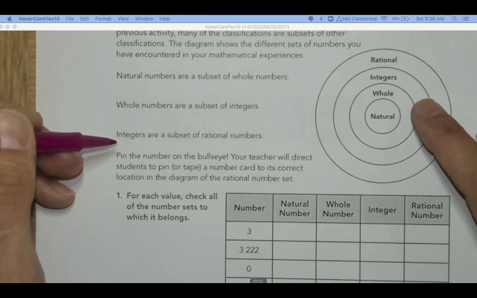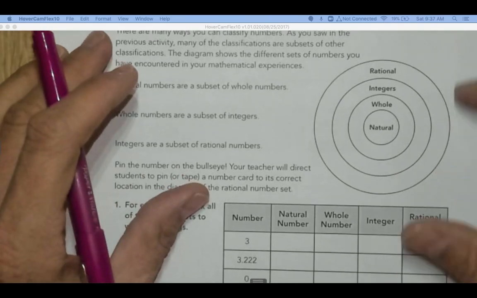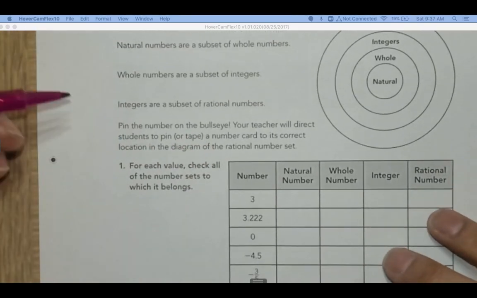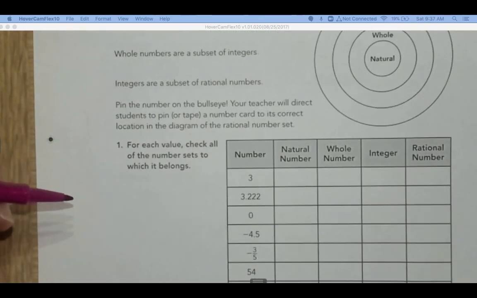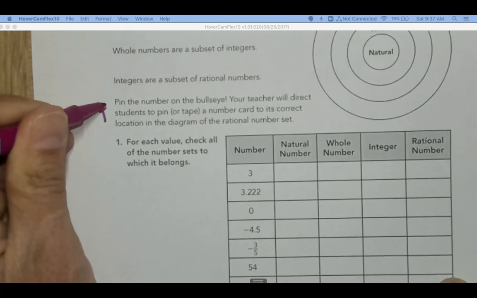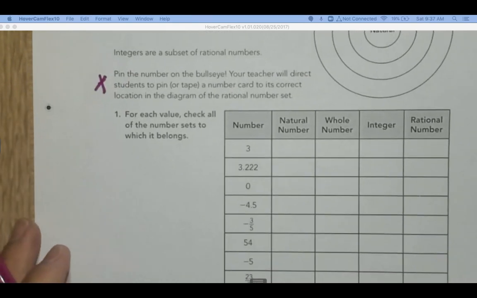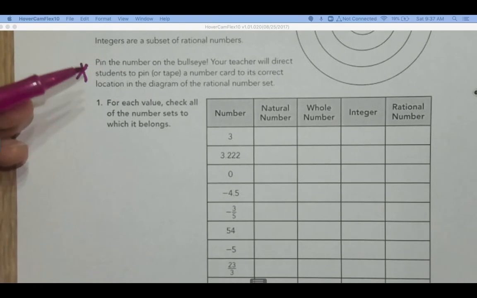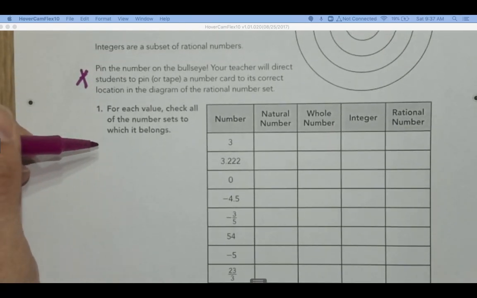If I have something that is just an integer, it's not a whole number, it's not a natural number, but it is a rational number. Okay? So let's see if we can go through this here. We don't need to worry about this because we're not in class. For each value, check all of the number sets to which it belongs.